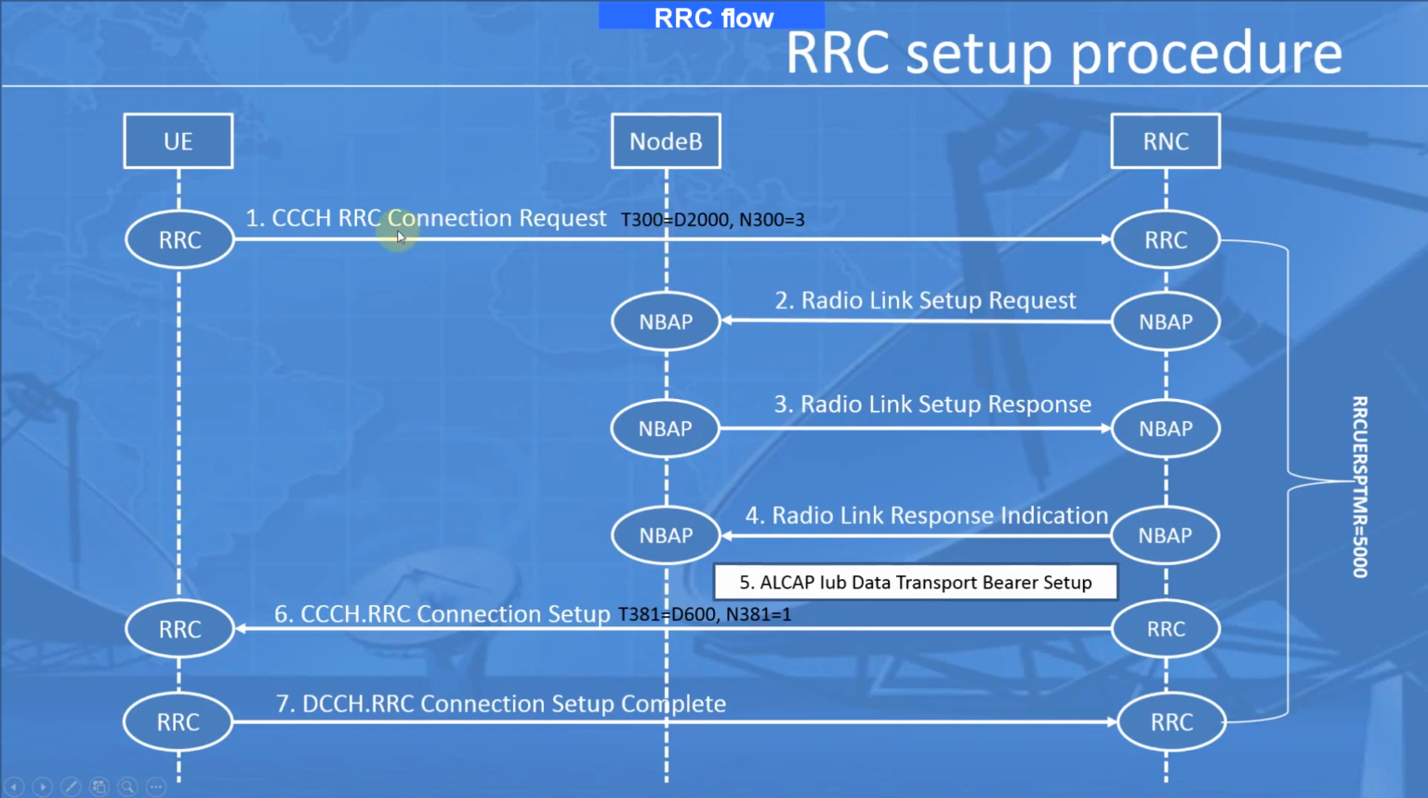Timers related to RRC connection request are T300 and N300, and RRC connection setup related timers are T381 and N381, and the RRC UE response timer. The RRC connection procedure includes two interfaces, Uu and Iub.